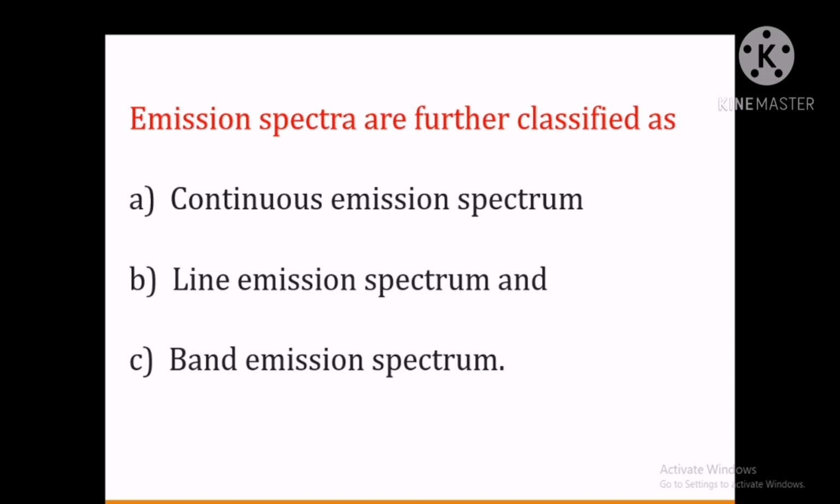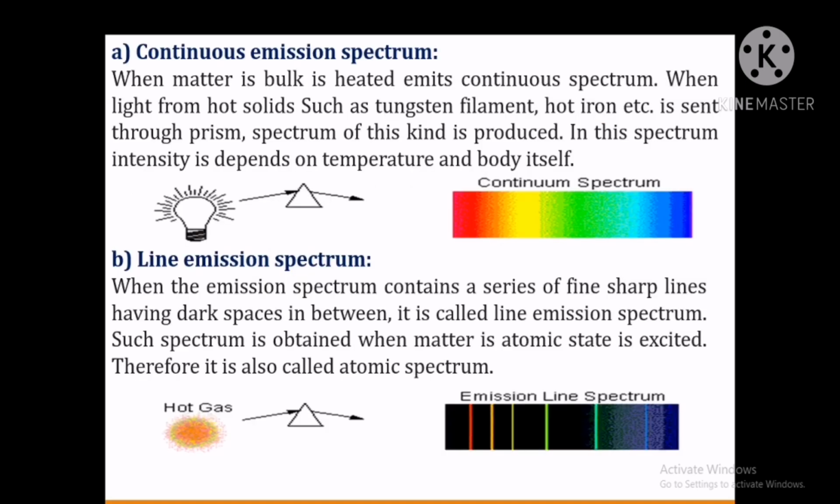Once again, emission spectra are further classified into three types: continuous emission spectrum, line emission spectrum and band emission spectrum. What is the difference between these three? First, the continuous emission spectrum. When bulk matter is heated, it emits a continuous spectrum. When light from a hot solid such as a tungsten filament or hot iron is sent through a prism, a continuous spectrum is produced. In this spectrum, intensity depends on the temperature and the body itself. The diagram shows the continuous emission spectrum.